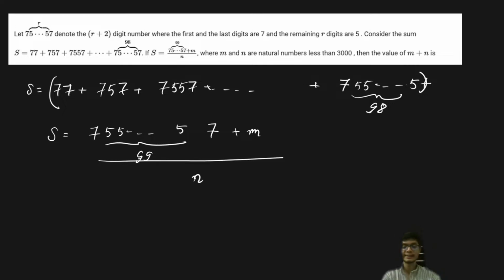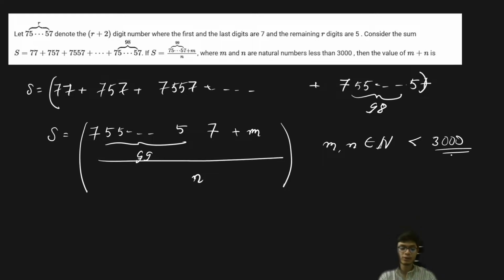So we have to establish this summation in terms of this particular format so that you are able to get the values of m and n, right? And it is said that m and n are both natural numbers, which are much lesser than 3000. So with this notation you have to try to understand and get to the answer.